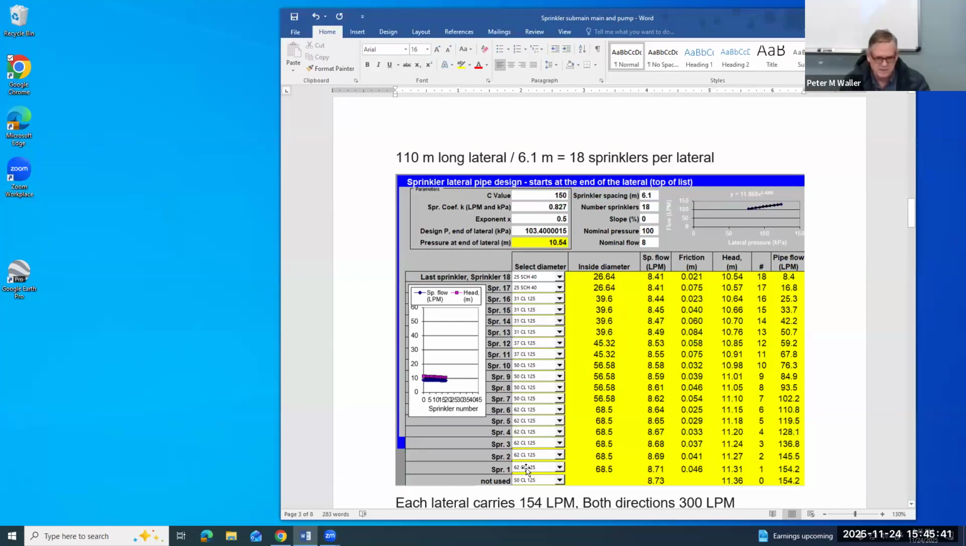It's going to cost me some money, but it's just what I had to do to have a lateral that long. You might want to have more submains, so you don't have to have such long laterals.